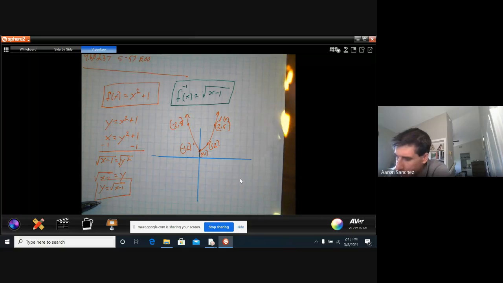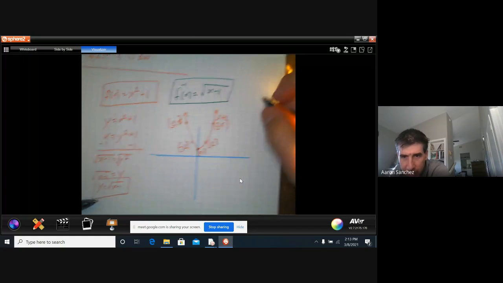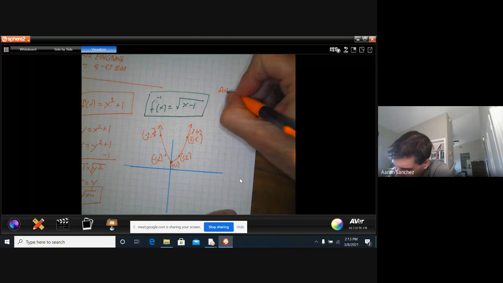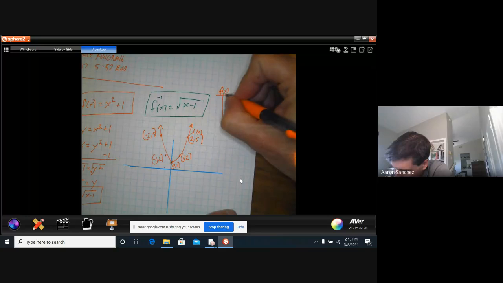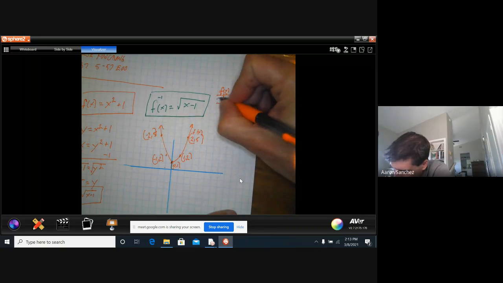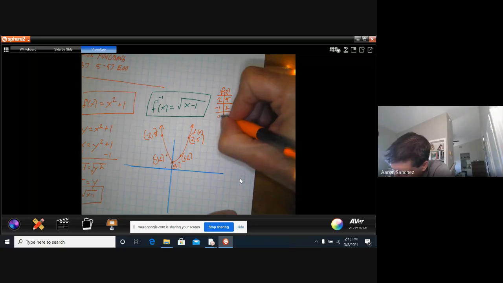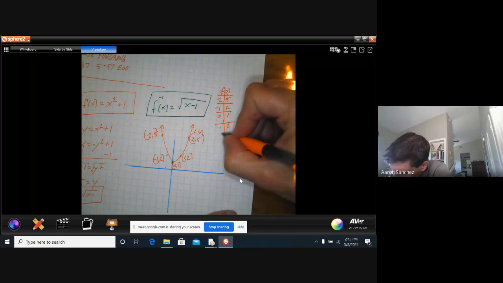So my points for my f of x function, I'm going to write it right here, see if I can fit it. I have my x and my y. I got negative 2, 5, negative 1, 2, 0, 1, 1, 2, and then 2, 5.